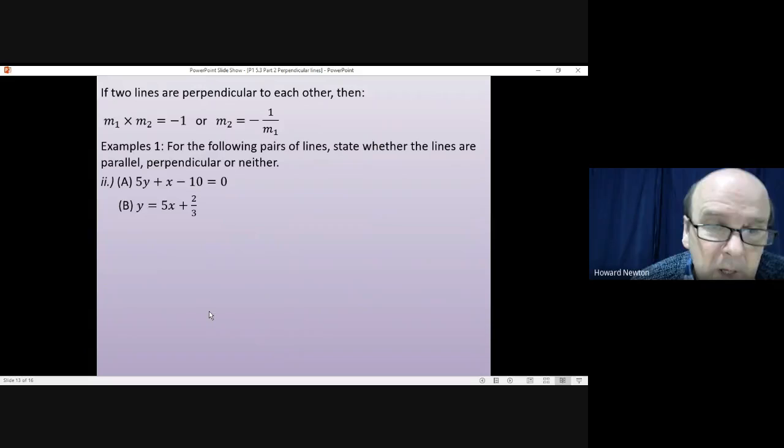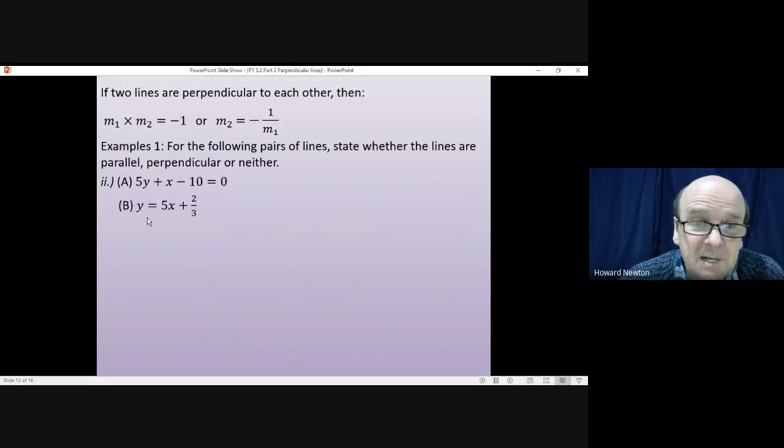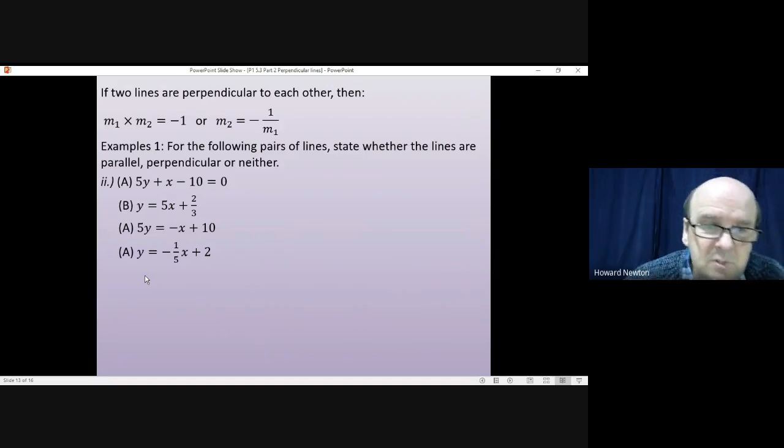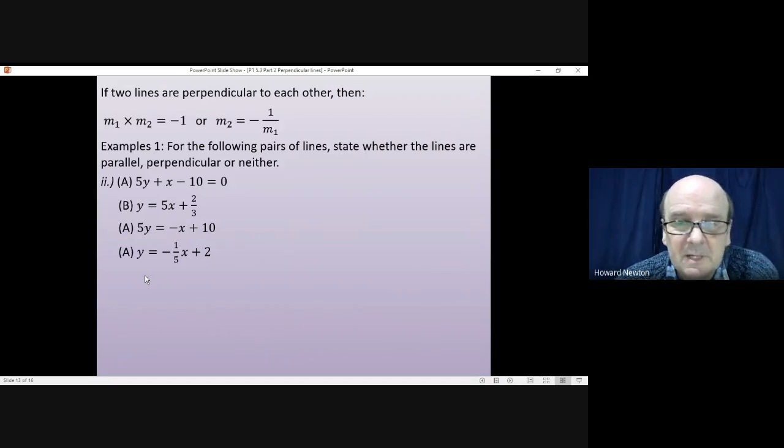Question 2. Now in question 2, the second line's been written in the form y equals mx plus c. So the gradient of the second line is 5, but it's the first line that we need to rearrange. So keeping the y's on the one side, moving everything else to the other would give us that. And then dividing through by 5 would give us y is equal to minus a fifth x plus 2. So the gradient of the first line is minus a fifth. The gradient of the second line is 5.